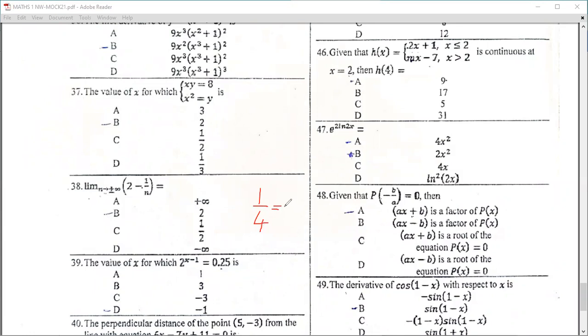So we are trying to make the basis the same. 1 over 4 is the same as 2 to the power minus 2. So this 2 to the power minus 2 is equal to this 2 to the power x minus 1. So x minus 1 should be equal to what value? Should be equal to minus 2. So at this point, what will be the value of x? x should be equal to minus 1. The answer is D.